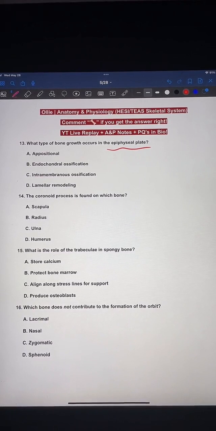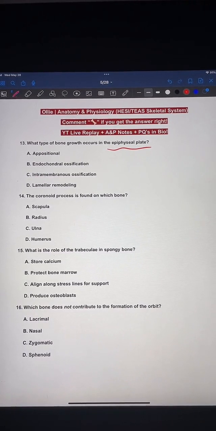We're working on the skeletal system today with the HESI in mind, but this is also great for your undergraduate course, anything that requires anatomy and physiology, or to have you learn the skeletal system.